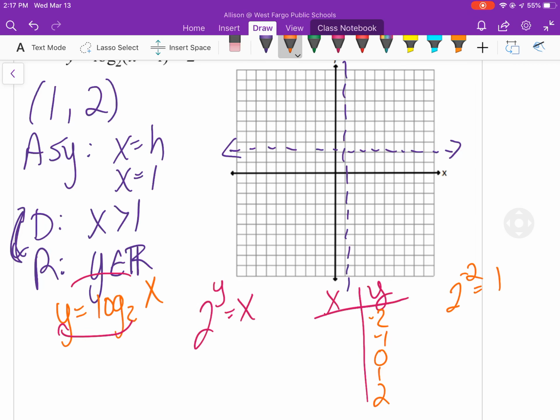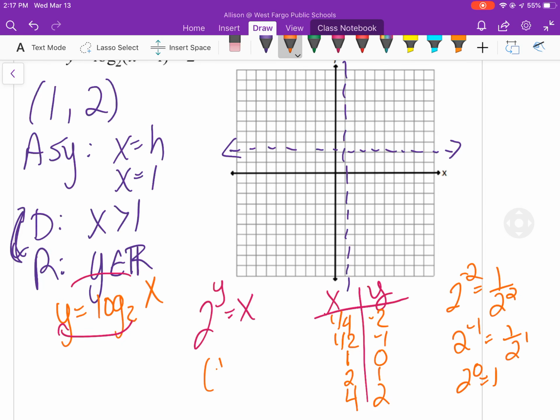So 2 to the negative 2 will be 1 over 2 squared, or 1/4. 2 to the negative 1 is 1 over 2 to the first, or 1/2. 2 to the 0 is just 1. 2 to the first is 2. 2 squared is 4. Then I am graphing these as xy ordered pairs.